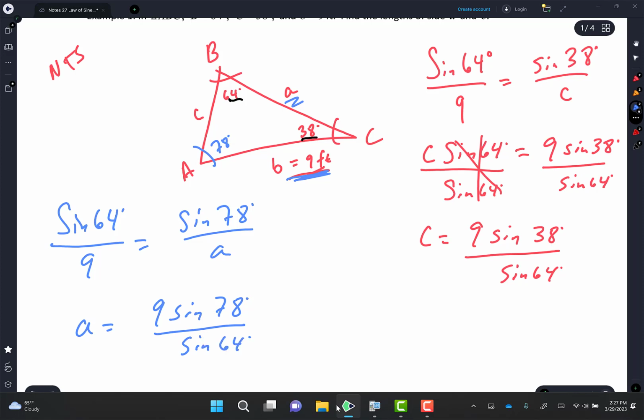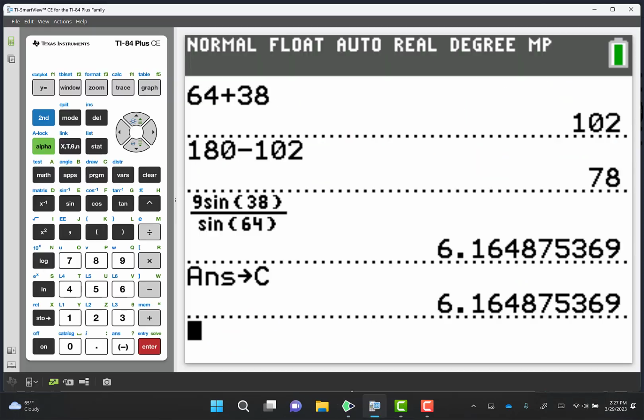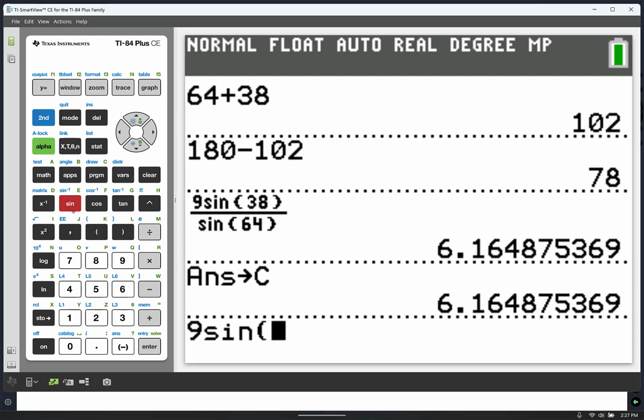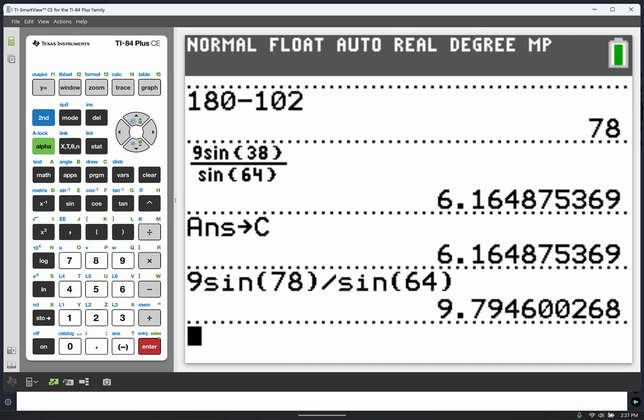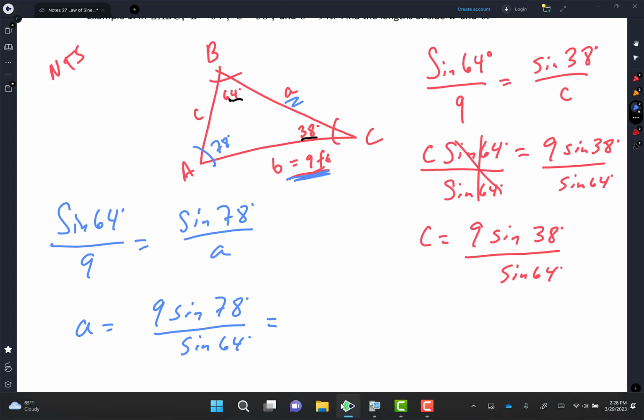Do you see how I did it? And let's see what that is. 9 sine 78 divided by sine 64. So I have 9.794 or 9.795. Look how awesome this is. 9.795. And I need units, feet.